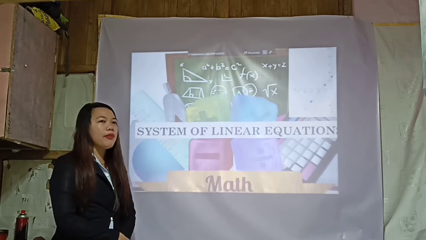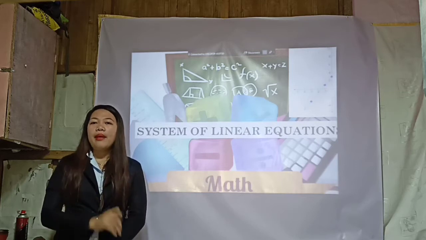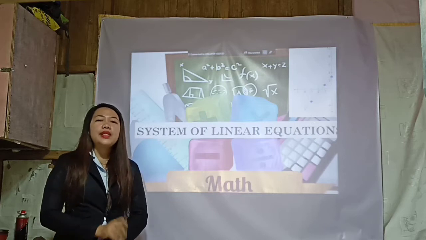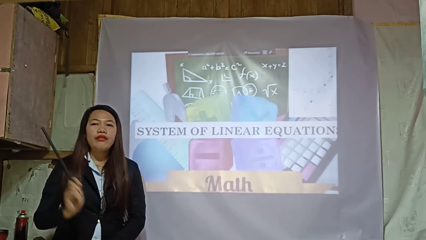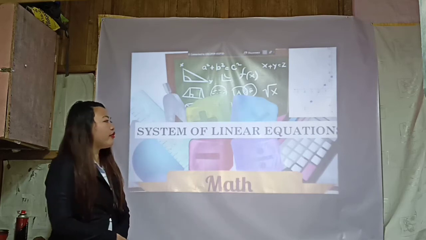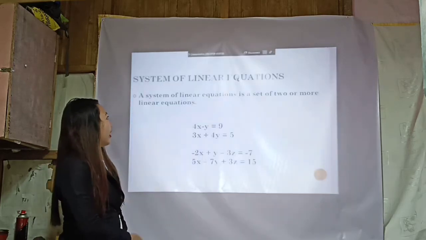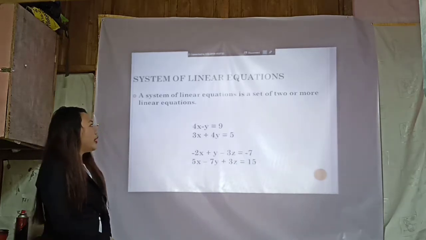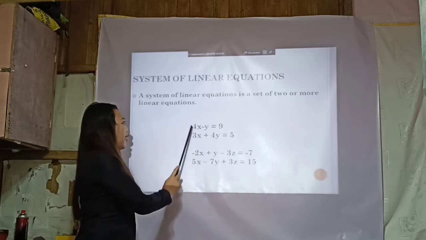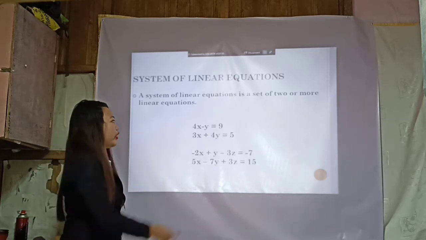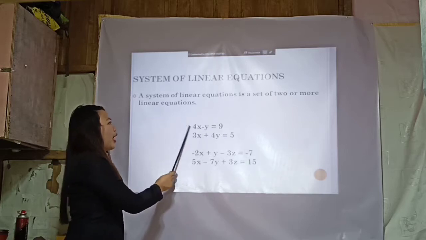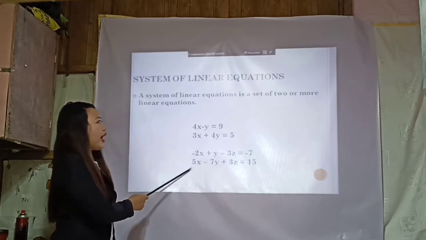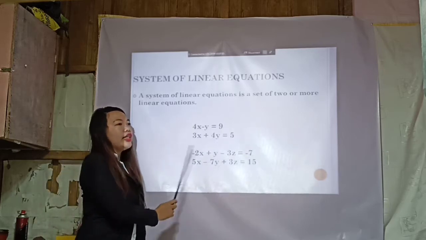So what is system of linear equation? Okay, Abdullah. Okay, thank you. Miss Bihik. Okay, very good. So, system of linear equation. A system of linear equation is a set of two or more linear equations. So, this is an example of linear equation. This linear equation has two linear equations, but in this example, it has more linear equations.